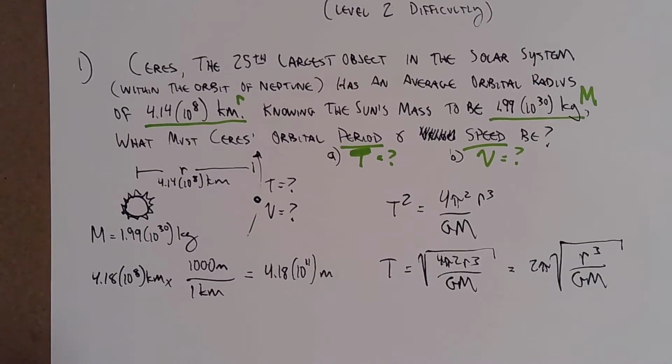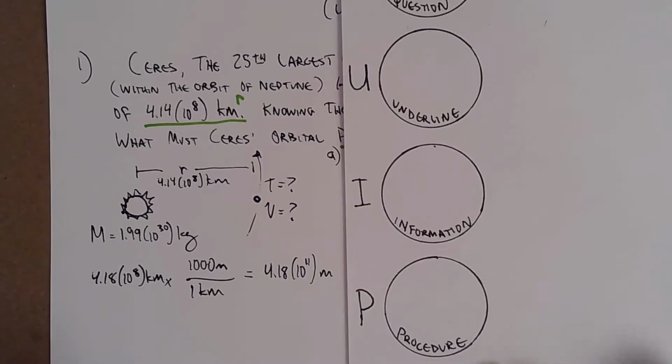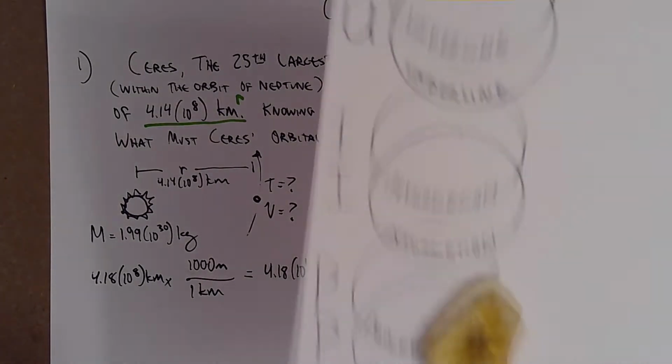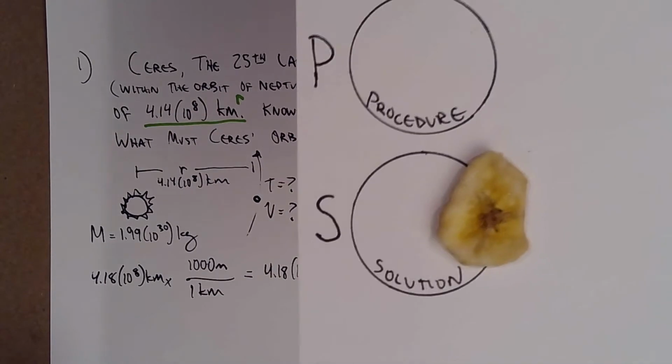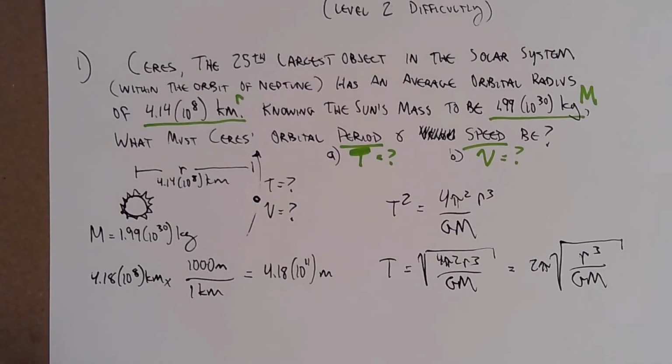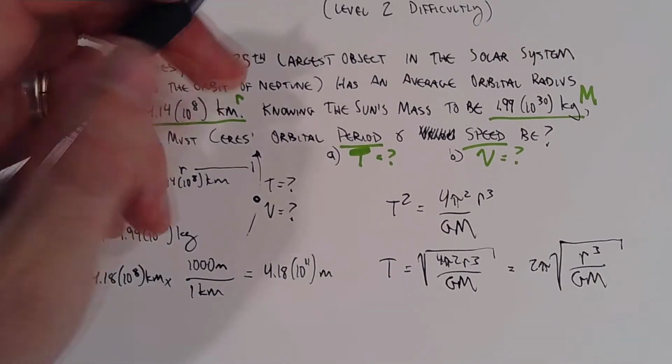Oh, yeah. I'm going to save the last banana chip. This is a two-part problem. I'm going to save the last banana chip for part B. But don't let me forget to eat it.